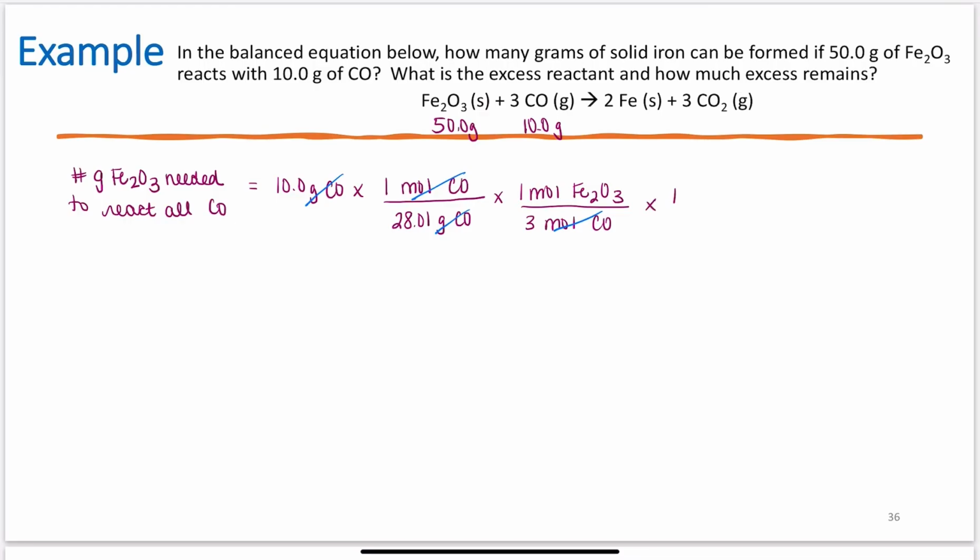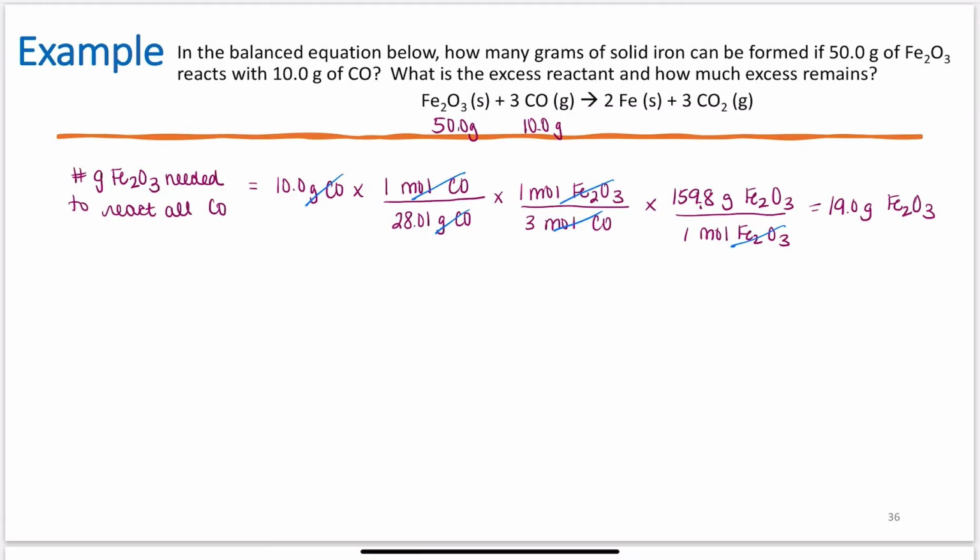So I add up the molar mass, and it's 159.8 grams of Fe2O3 for every 1 mole of Fe2O3. There is a decimal place there. Again, just making sure my moles have canceled. Now I've got grams. That's good. Complete the calculation, and I get 19.0 grams of Fe2O3.